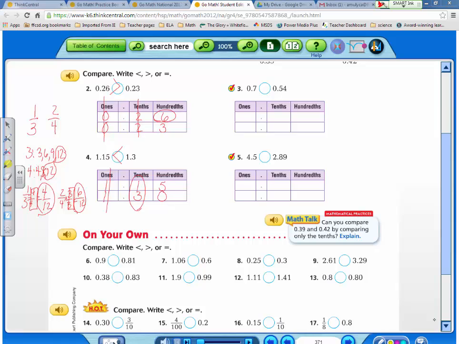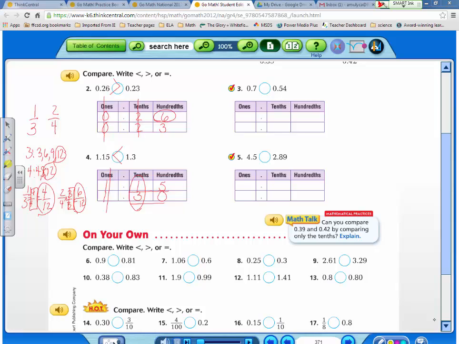And also I can look at this as now I have 15 hundredths and 30 hundredths. And that's kind of like saying 15 ducks and 30 ducks. The label doesn't even matter at that point. You know that 30 is greater than 15.